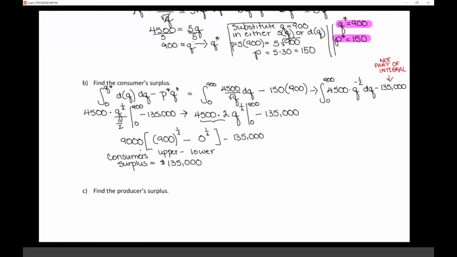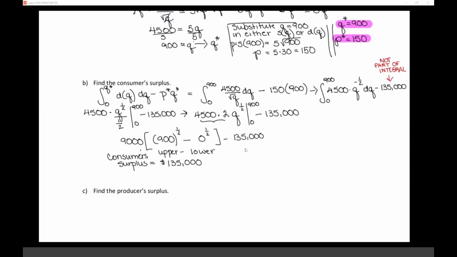Anybody have questions on part B? Are we okay with part B? Anybody have questions on this at all?